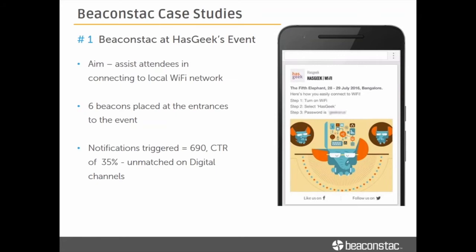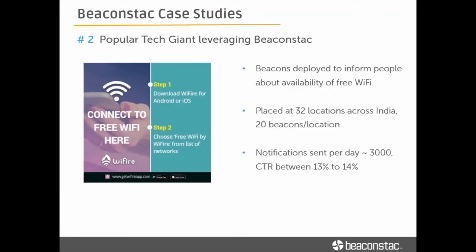The next example from us is of a popular tech giant that is leveraging Beaconstac to inform users about the availability of free Wi-Fi at multiple locations across India. The main aim here, again, is to inform users about the availability of free Wi-Fi and to provide information on how to log into the free network. Beacons have been installed at 32 different locations across the country, and each location has around 20 beacons. As users enter the location, they receive a notification on their phone. Once they click on the notification, a simple 3-step procedure on how to connect to Wi-Fi is broadcasted to them.